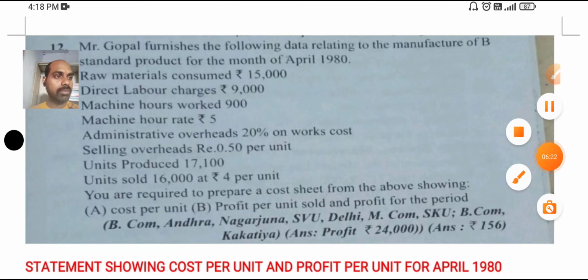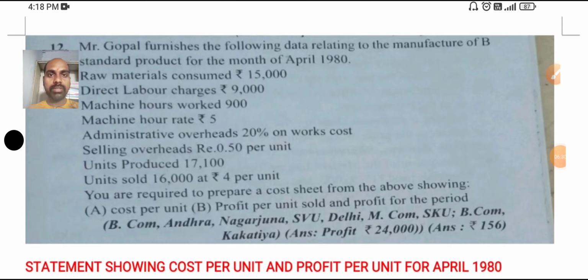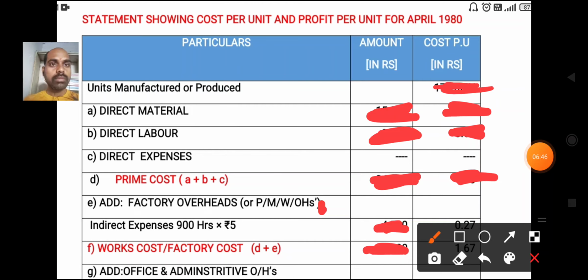अभी 2 languages में मैंने समझा दिया, इससे ज़्यादा नहीं. One thing, those who have understood the question till here, pause the video, try to solve the problem, and those who did not understand, follow the video, check your answer, and do it after watching the video. So here I am putting in front of you the answer. Cost statement showing cost per unit and profit per unit for April 1980.